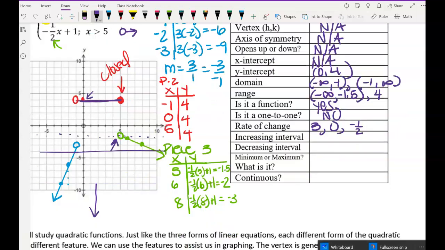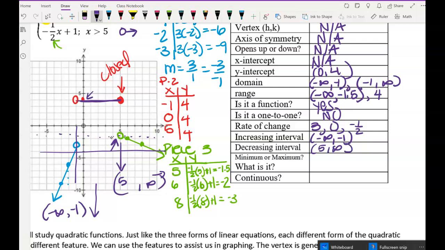We have an increasing, it's going to be the blue one. So here's going to be from negative infinity. This x value is negative 1. So increasing from negative infinity to negative 1. Decreasing is this green one. It starts here at 5 and it goes indefinitely to the right. So 5 to infinity. Okay, so decreasing 5 to infinity.